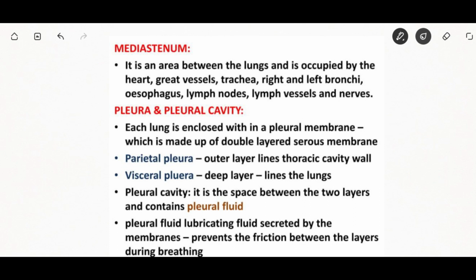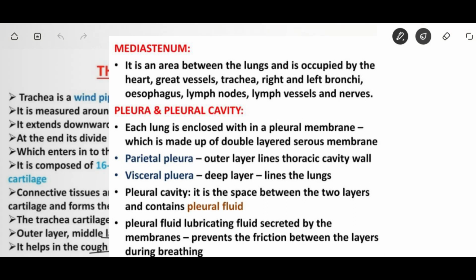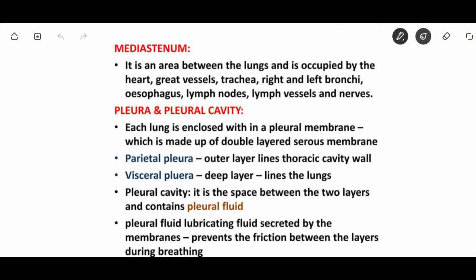In some pathological conditions, you will see the pleural cavity expand with the accumulation of air, which is known as pneumothorax, or with the accumulation of water, known as hydrothorax, or with the accumulation of blood, known as hemothorax, or with the accumulation of pus, known as pyothorax.